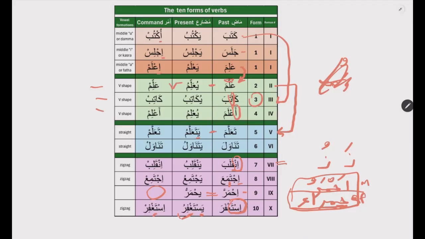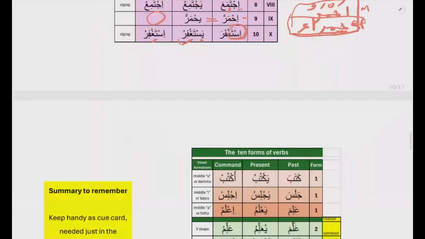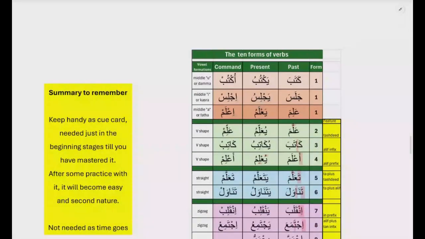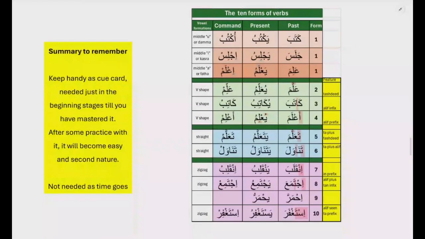Okay, so if you remember this table, this is the key to unlocking the treasures of verbal forms in Arabic. And how we're going to remember this, I'll give you a little clue just now. If you look at this one here again, it's nice initially as a learner to make this into a cue card. Just print it, keep it with you.